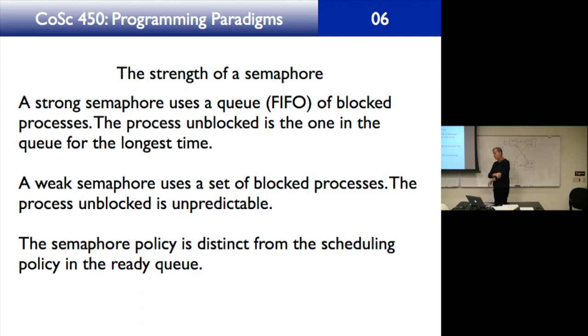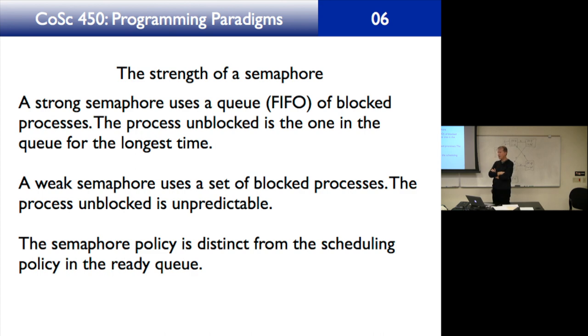And this is important in Java. In Java, you can specify the strength of a semaphore. So here's what we mean by a strong semaphore. A strong semaphore uses a queue. Now, what does FIFO mean? First in, first out. A strong semaphore uses a FIFO queue of blocked processes. The process unblocked is the one in the queue for the longest time.